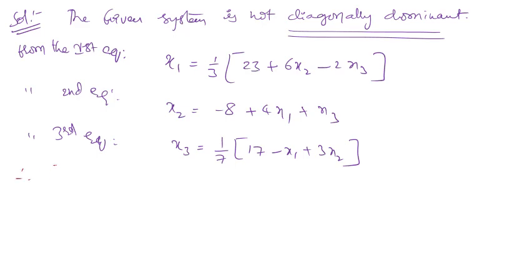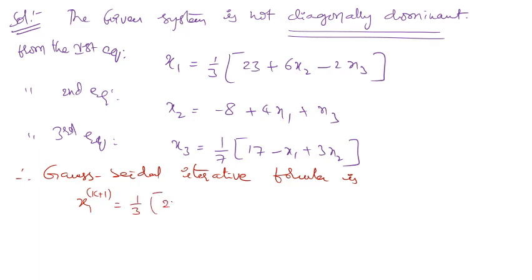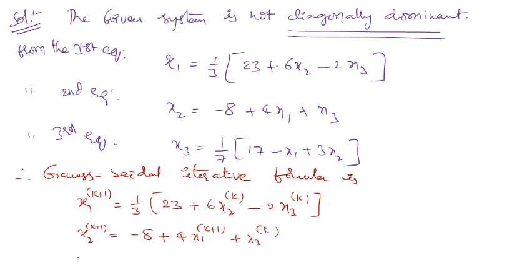Therefore, the Gauss-Seidel iterative formula is: x1 at the (k+1)th iteration is equal to 1/3 (23 plus 6x2 at the kth iteration minus 2x3 at the kth iteration). Similarly, x2 at the (k+1)th iteration is equal to minus 8 plus 4x1 at the (k+1)th iteration and x3 at the kth iteration. And lastly, x3 at (k+1) is 1/7 (17 minus x1 at the (k+1)th iteration plus 3x2 at the (k+1)th iteration). This is the Gauss-Seidel iterative formula. Okay. Now see what happens here. First iteration.